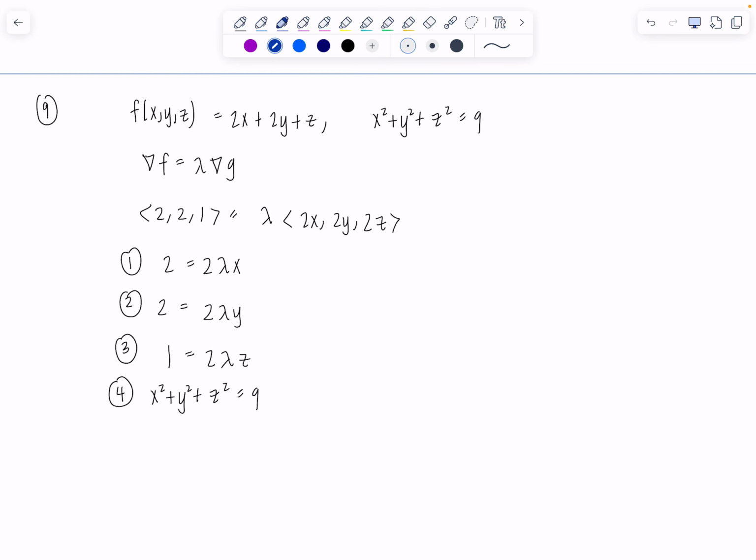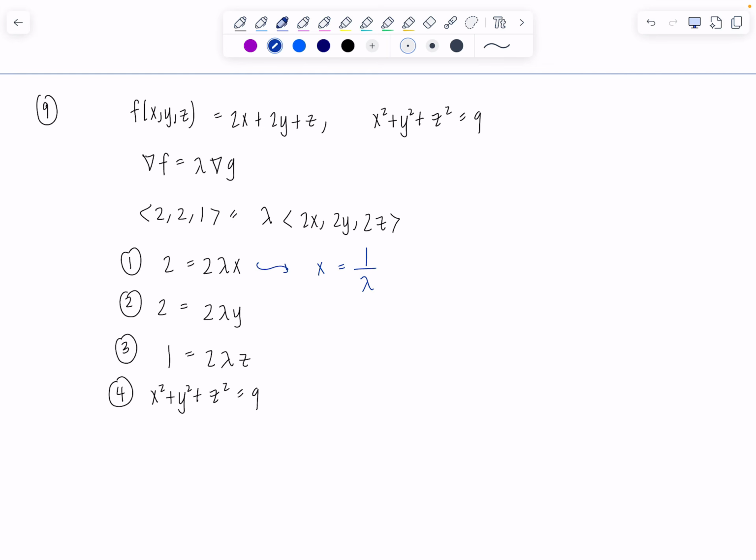What's your question, Sebastian? Why is there an extra equation again? Because how many unknowns do we have? We have 3, no, x, y, z, lambda's the 4th one. So however many unknowns you have, you have to have that many equations. The extra is always the constraint. Okay. Always the constraint.